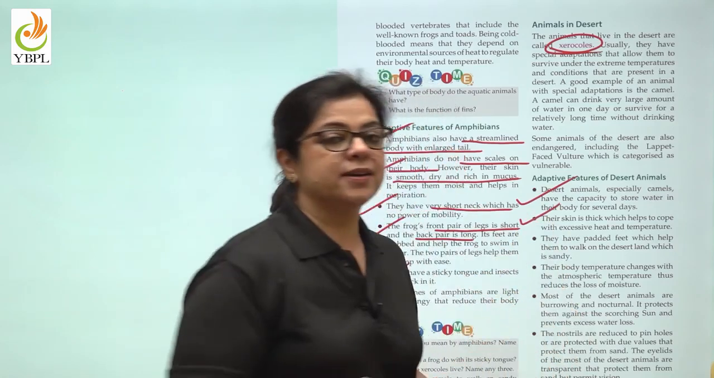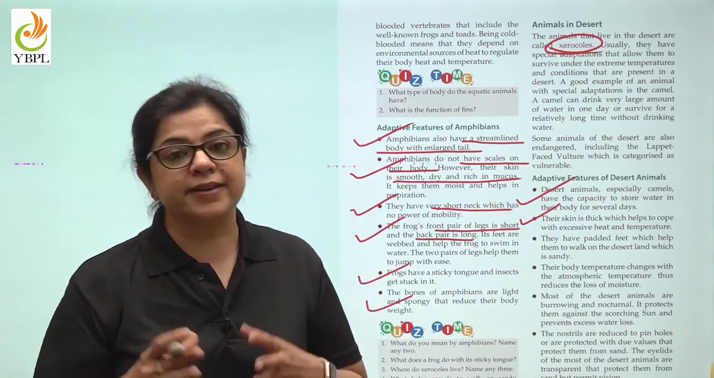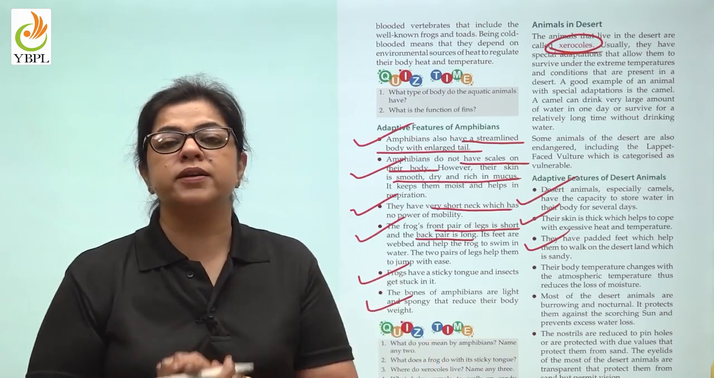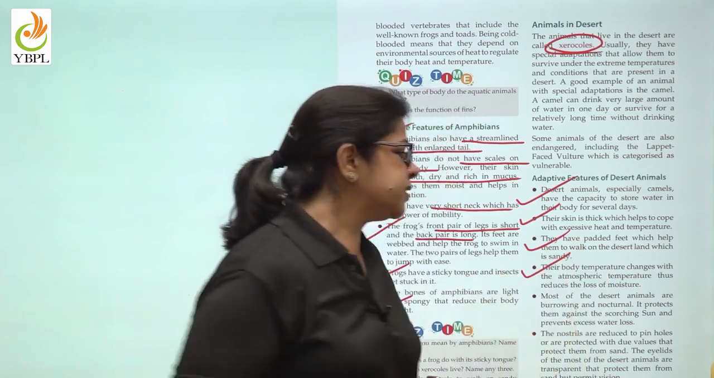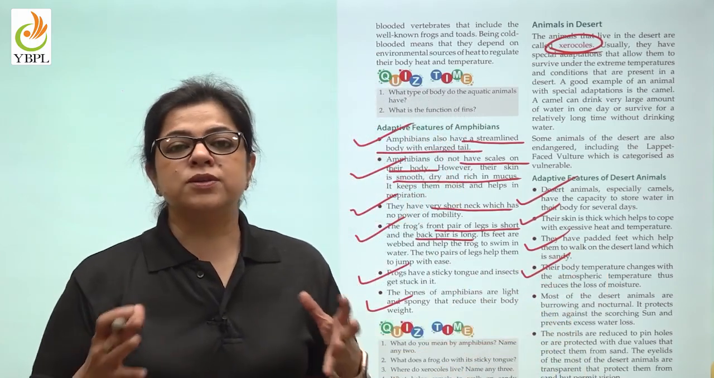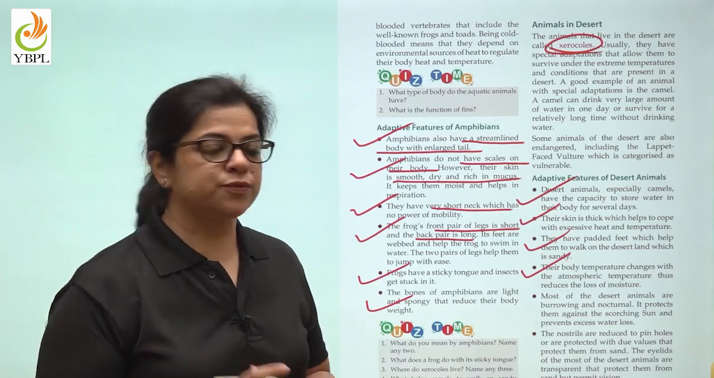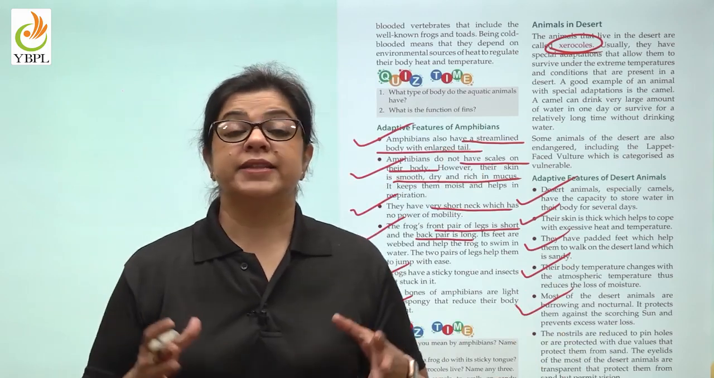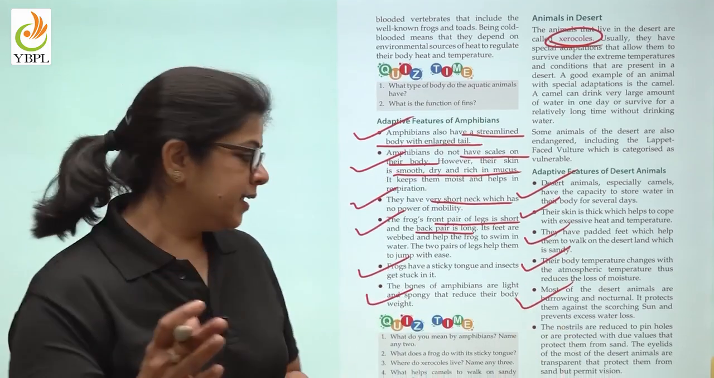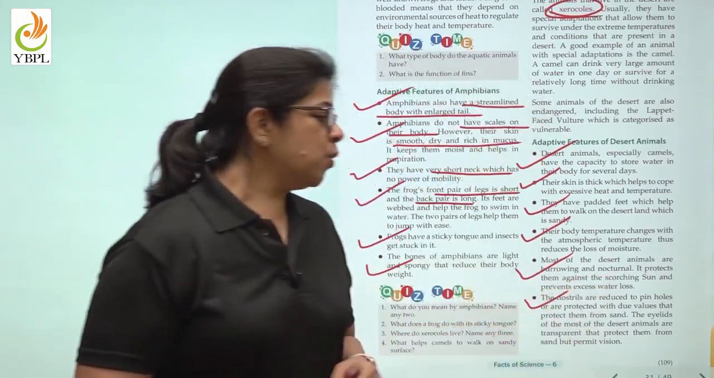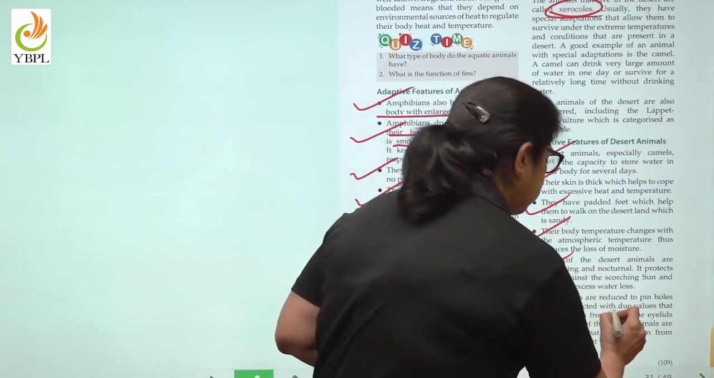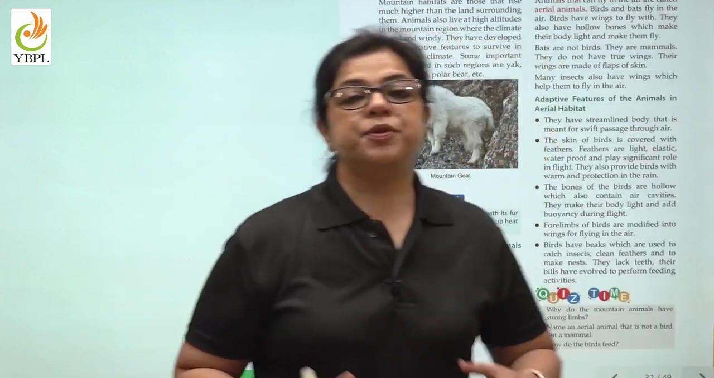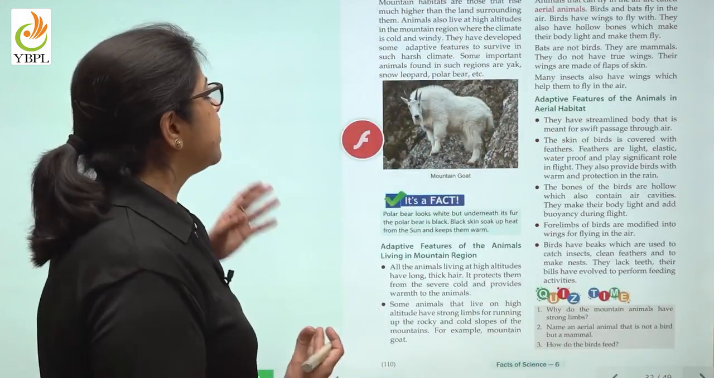Their skin is thick, which helps them to survive in the high temperature. They have padded feet, which helps them to walk on burning hot sand. Their body temperature changes with atmospheric temperature, because of which there is less loss of moisture from the body. Most of the desert animals are burrowing animals. That means they are more active at night. The nostrils are reduced to pinholes or have few walls to protect them from sand. Similarly, they've got very thick eyelashes that prevent the entry of sand into their eyes.